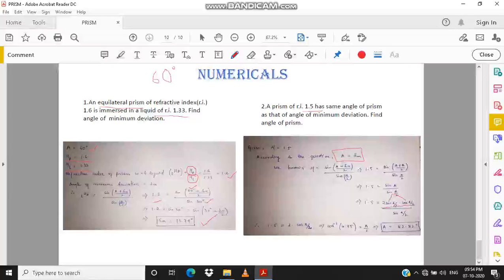So the angle gets divided by 2: sine A is equal to twice sine A by 2 into cos A by 2. This way, sine A by 2 and sine A by 2 cancel out, and we get only 2 cos A by 2. So we got this equation. Now we calculate using the cos inverse function, and we get the answer: the angle of the prism is 82.82 degrees.